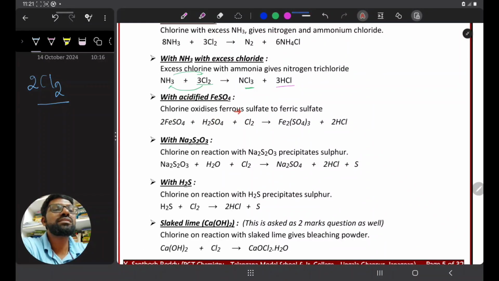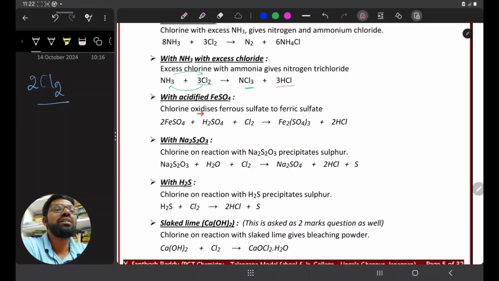Chlorine oxidizes ferrous sulfate to ferric sulfate. You should know what ferrous sulfate and ferric sulfate are. Do you know the formula of ferrous sulfate and ferric sulfate? Ferrous sulfate is FeSO4. This is the formula of ferrous sulfate, and ferric sulfate is Fe2(SO4)3, Fe2 SO4 taken thrice. This is the formula of ferric sulfate.